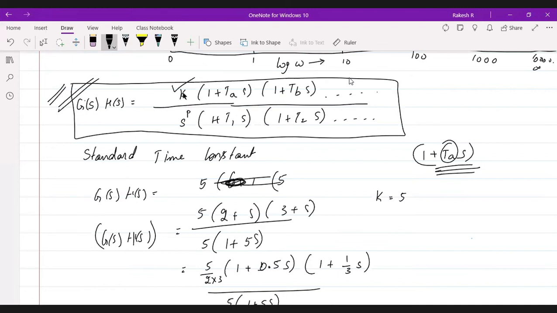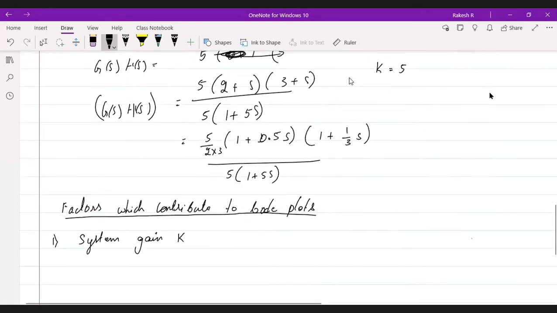When you give a system gain K, if the system is in an unstable condition, it can be converted into a stable condition. When you increase the K value from 0 to infinity, the complete system moves from the unstable system to the stable system. That is the major factor which is affecting the Bode plot.